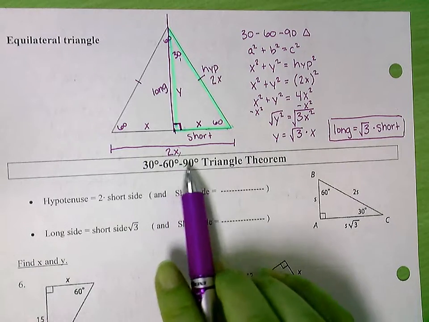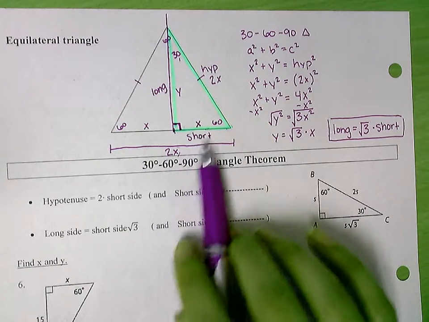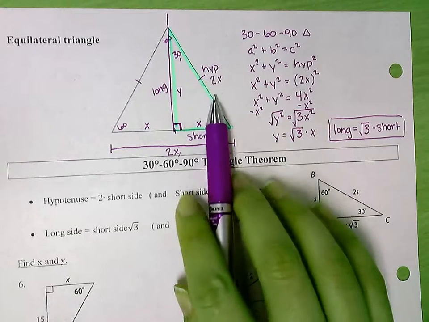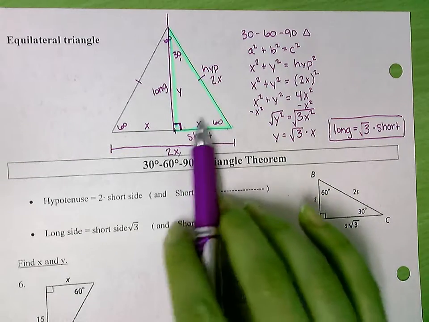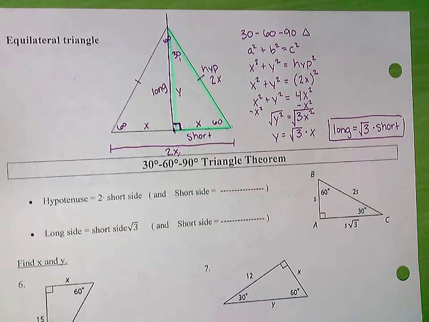Along with that short side and that hypotenuse, we can figure out that hypotenuse by multiplying that short side by 2, as seen by that x and 2x, right? Okay, so we have a couple different rules for this one.